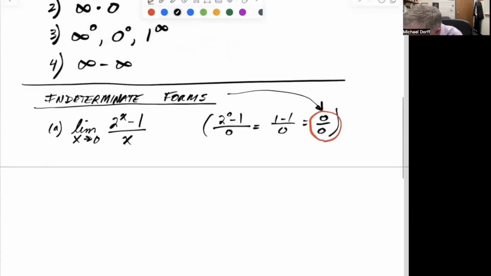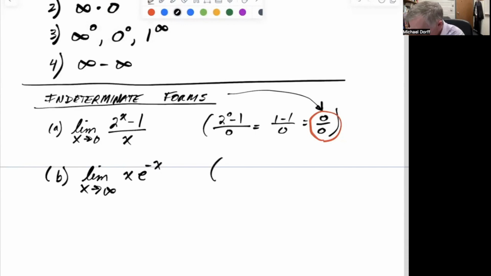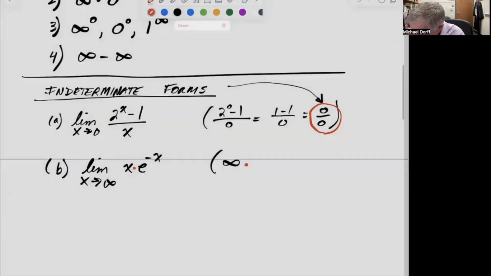Let me give you another example here. Let's suppose I have the limit as x is going to infinity of x times e to the negative x. What does that equal? Well, as x is going to infinity, x is going to be infinity times, because we have a times right here, so there's going to be a times here. And what happens to e to the negative x?